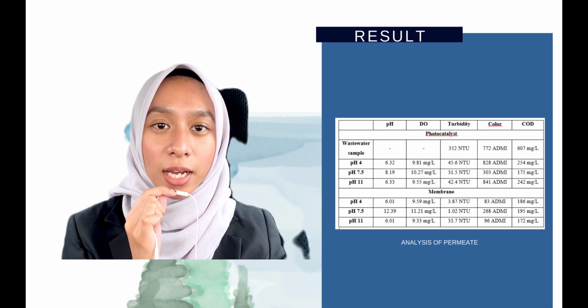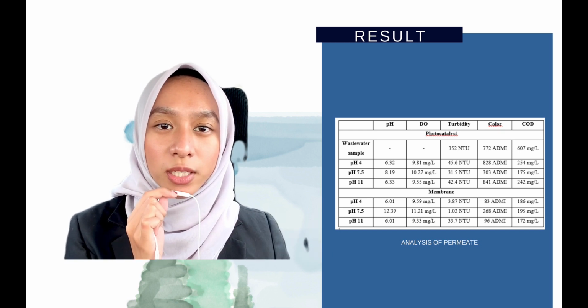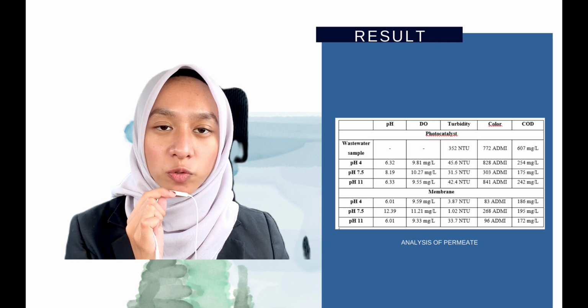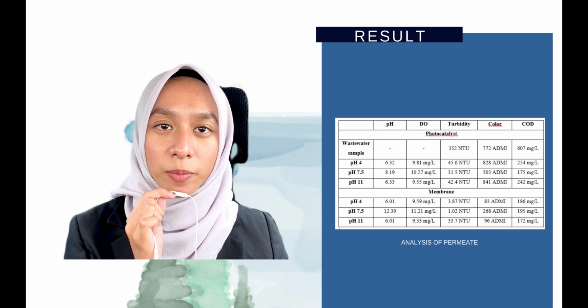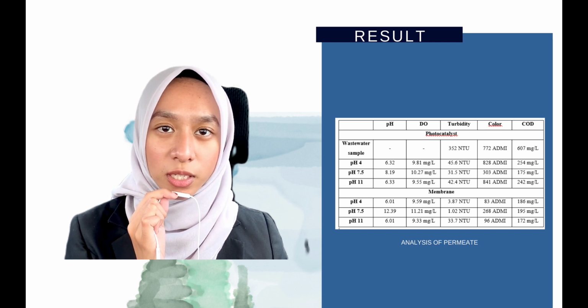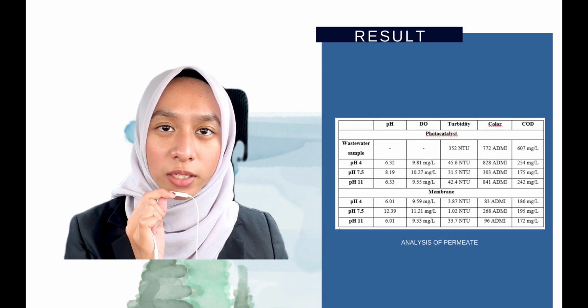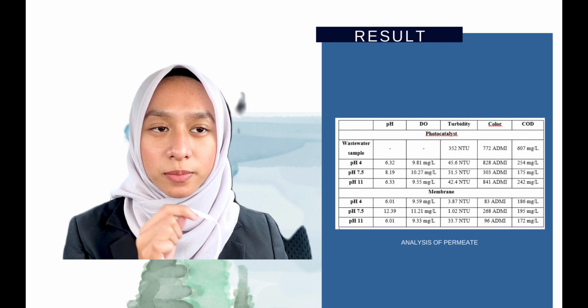Next is for the color intensity. The lowest color intensity reading is pH 4. This is because it reduced from 828 ADMI after photocatalysis process to 83 after membrane process. Hence, when the color reading decreases, the intensity of the permeate increases.